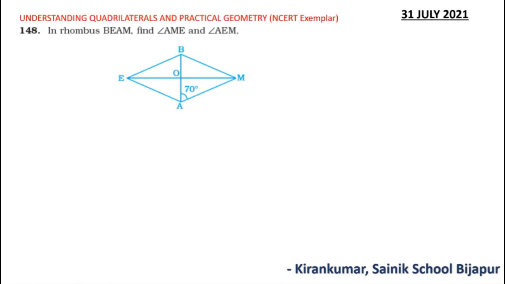Hello students, let us continue this session on understanding quadrilaterals and practical geometry from NCERT exemplar. We shall take up questions from 148 onwards. Here is a rhombus given, BEAM, and one of the angles is mentioned, which is 70 degrees. That is, angle BEAM is given as 70 degrees. They have asked us to find angle AME and angle AEM.